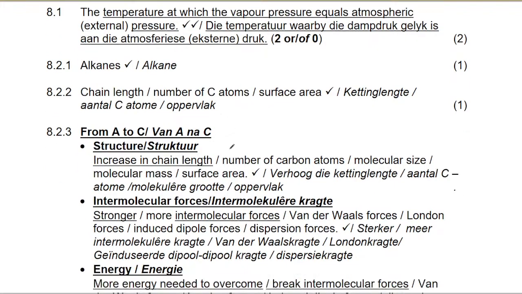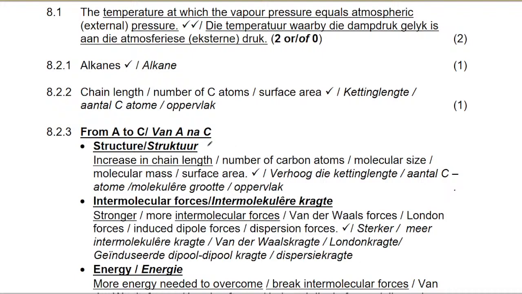So 8.2.3, fully explain the trend in boiling point from compound A to C. Like I said, the chain length is the area of interest in this case. So this is how we are going to answer this. We are going to look into the structure, the intermolecular force, and the energy.